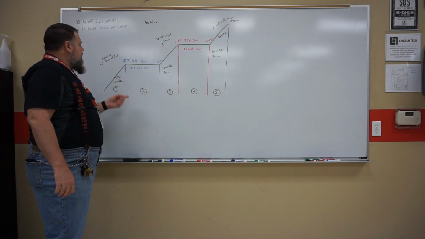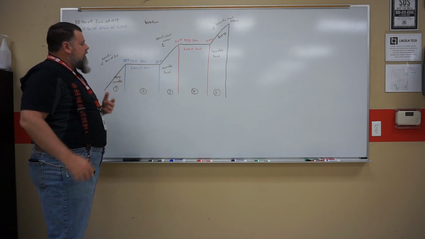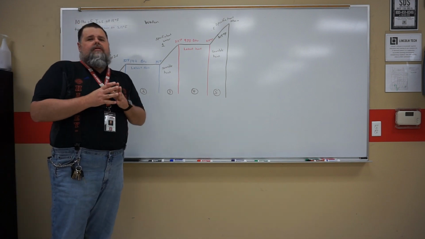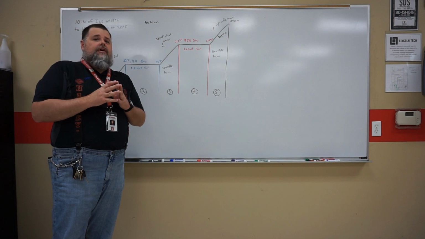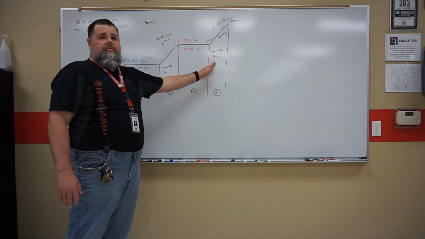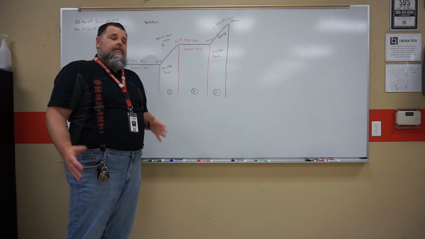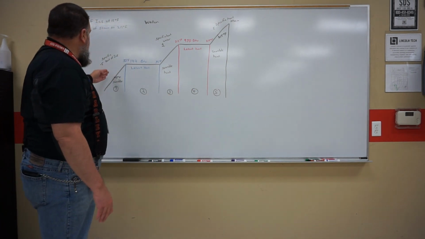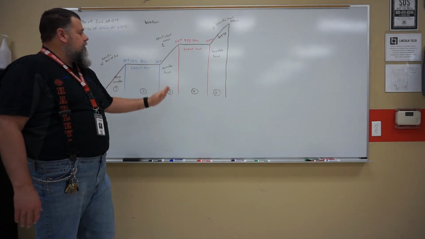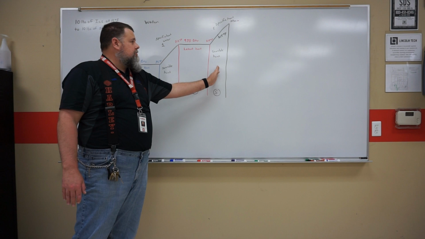Right here we have latent heat. What is latent heat? Latent heat is a hidden heat. Latent heat causes a change of state and not a change in temperature, whereas sensible heat causes a change in temperature but not a change in state. So we have three sections here. We're going to have ice in this section, water in this middle section, and steam in this section right here.